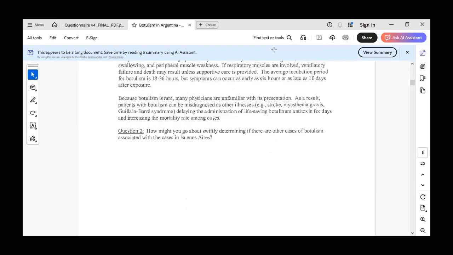Talking to the patients, the family members. Where else? Okay, one would be the laboratories. So laboratories that do testing for botulism, so you know to ask for notification of all requests. But what would be an example in this case of, okay, so maybe where they got the food.